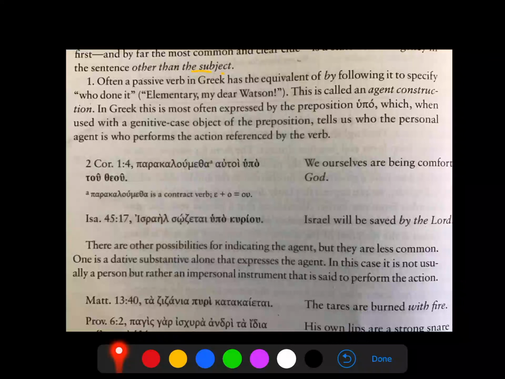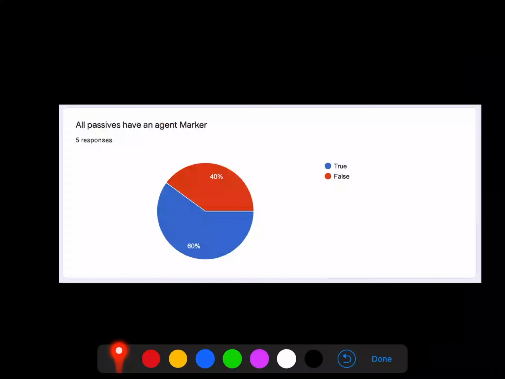So in this sentence, who is performing the action? Well, it is God. You could put this in active voice, and it would be God comforted us. God comforted us. But that would be active voice. Passive voice, we are being comforted by God. And hupo is a Greek preposition that often means by, so it's very similar to how the English construction works.